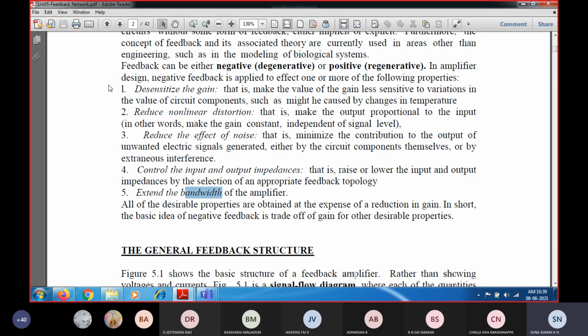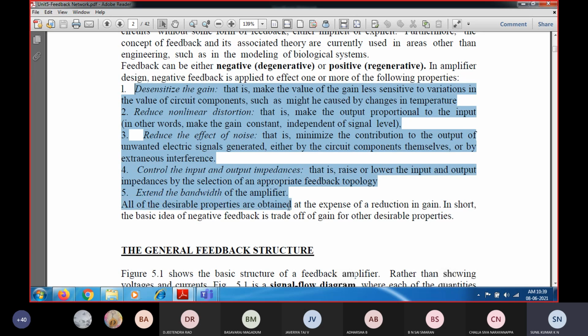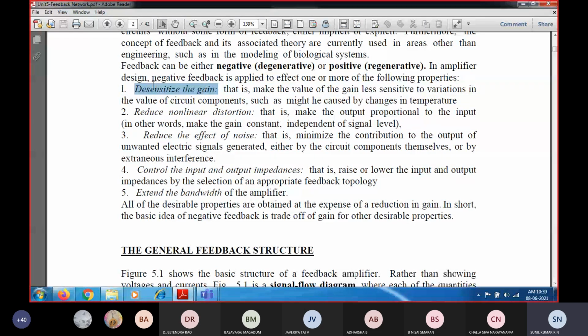So all these five important points we have seen are the advantages, the important properties of negative feedback. Whenever you employ negative feedback, the gain becomes desensitized, it reduces the nonlinear distortion in the output, and it reduces the effect of noise. It controls the input and output impedance at the same time, and it extends the bandwidth of the amplifier. So these five important properties are there for negative feedback, not for positive feedback.